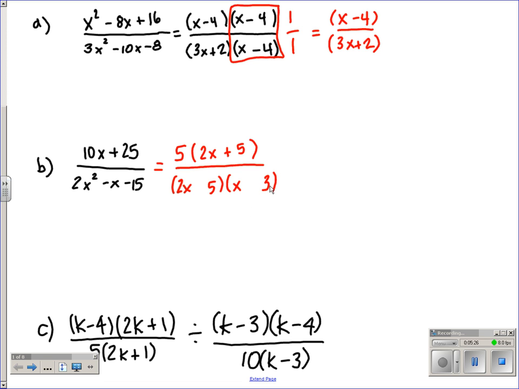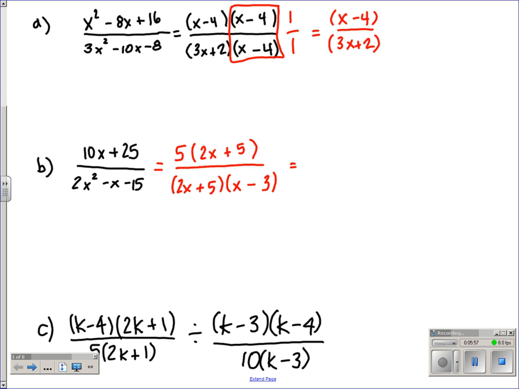I know 5 times 3 is 15. I know if I multiply my outer terms, 2x and 3, I get 6x. And if I multiply my 5 and my x, I get 5x. The difference between 6x and 5x is 1x, so I know that I am on the right track. I should end up with an x minus 3 and a 2x plus 5. And it's very coincidental that we also have a 2x plus 5 in our numerator.